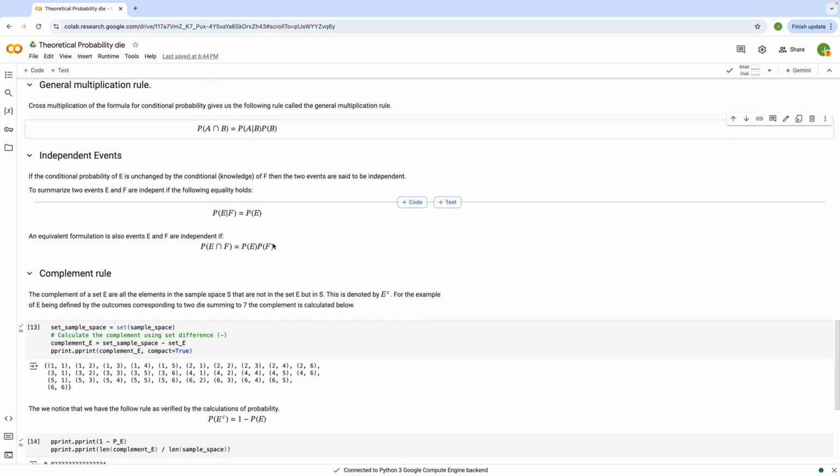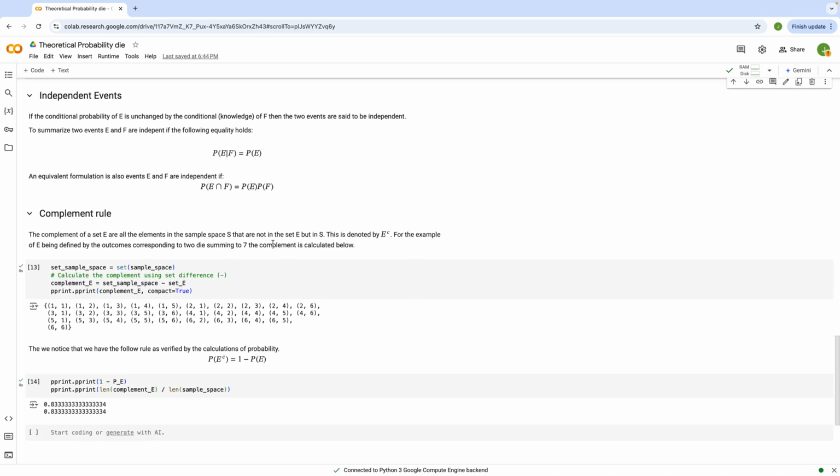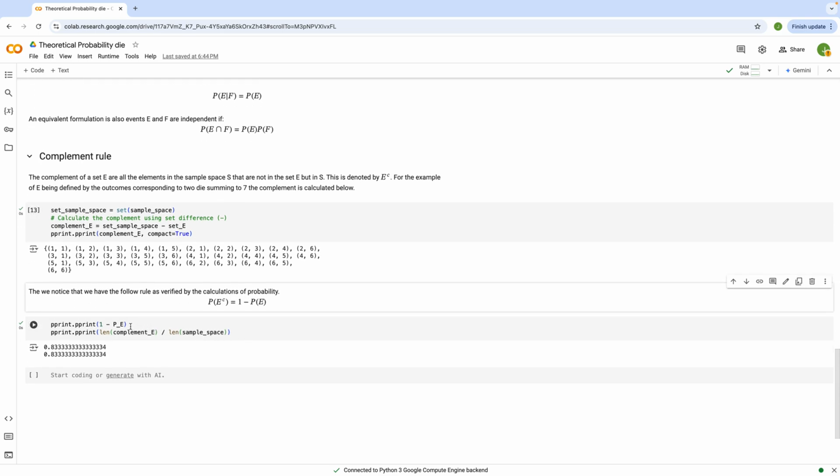Okay. One last rule we're going to discuss, and something that you can do with sets, is called the complement. The complement of an event is the set of elements in the sample space that are not in the set E. That's denoted by E superscript C for E complement. In this case, the complement of the set E, these are all the events in the sample space that are not in E. And we have a formula for complements involving probabilities. That is, the probability of the complement is 1 minus the probability of the set itself. And we verified this by calculating 1 minus the probability of the set E, getting 0.833, and then just calculating the number of elements in the complement divided by the sample space. That gives me 0.833. So that's a numeric verification.